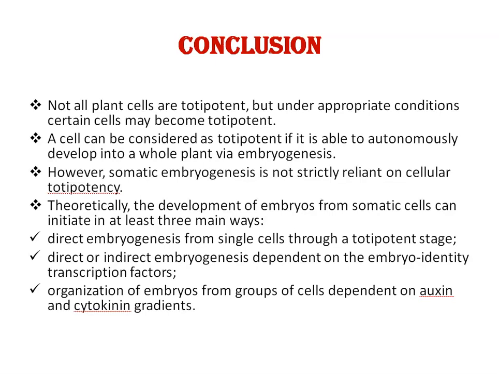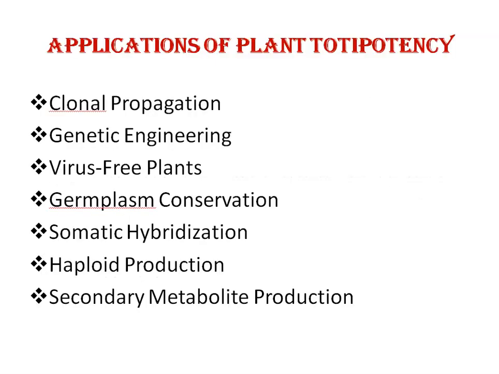Theoretically, the development of embryos from somatic cells can initiate in at least three main ways. First is direct embryogenesis from single cells through a totipotent stage. Second is direct or indirect embryogenesis dependent on the embryo identity transcription factors. And third is organization of embryos from a group of cells. It is dependent on auxin and cytokinin gradient.